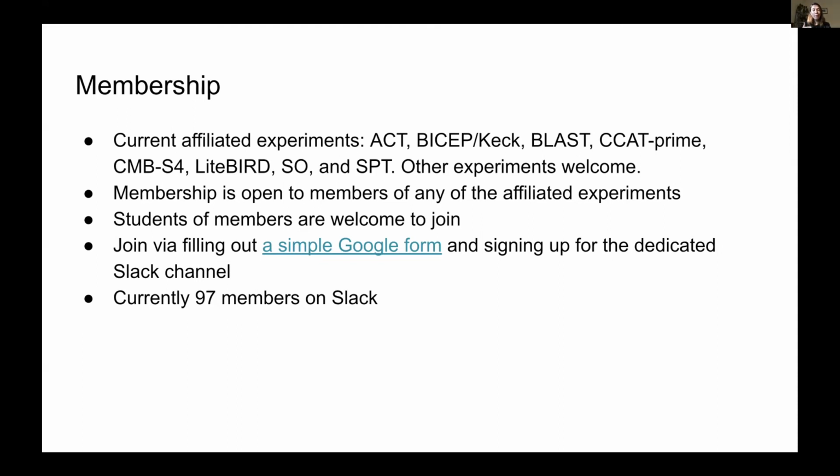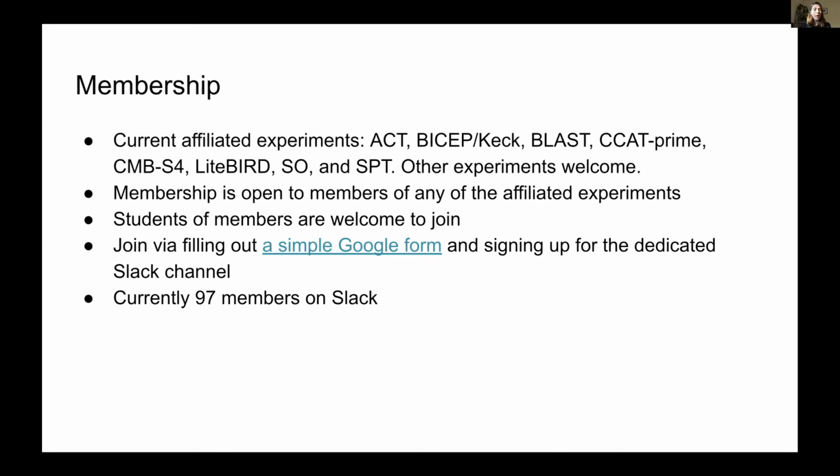Students of members are welcome to join. We know that depending on the policy of each of these collaborations, student membership is sort of categorized differently. From our perspective, if you are a student of a member, we're very happy to have you, and we encourage students to join us because this is a really great environment for learning more about the ISM and galactic science. And so we have essentially a Google form that is linked here, and maybe we can drop it in the chat as well if you're interested.